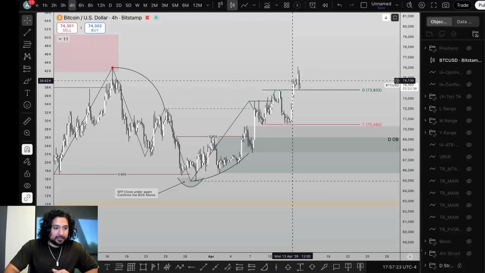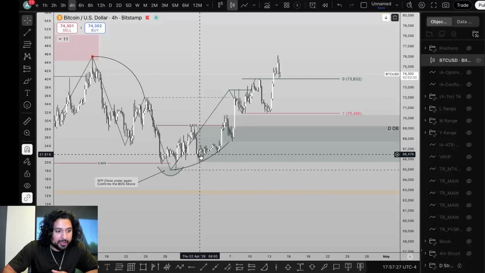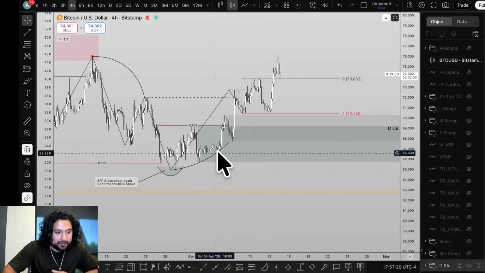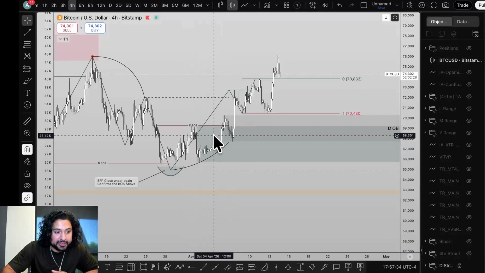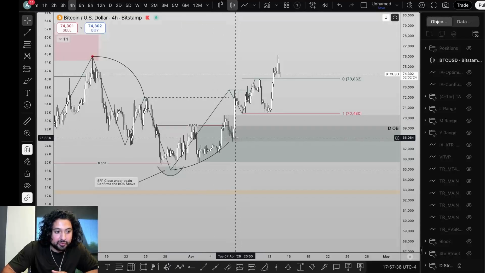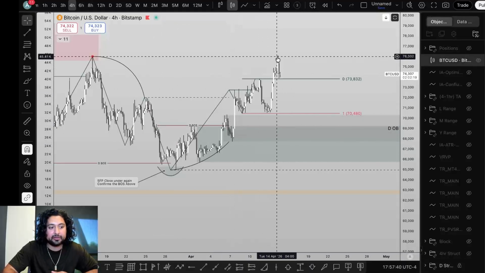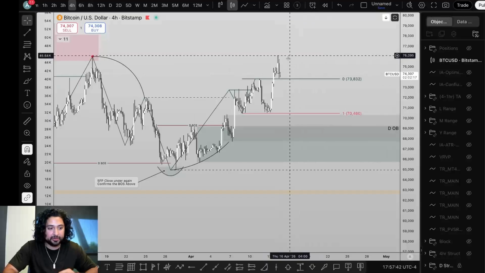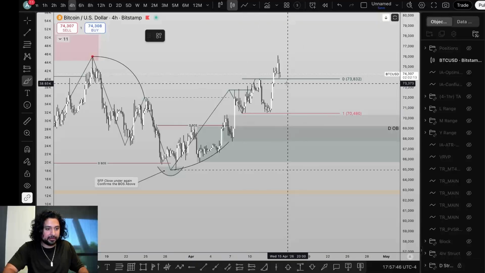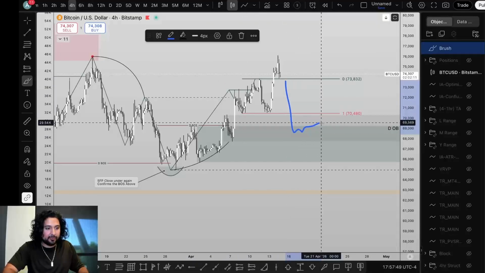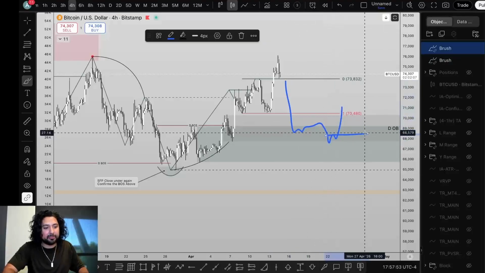So if it's not going to do a retrace continuation, we have this unmitigated zone right here. We had the breakout structure right here, but we took this high, created this low, so this is the most recent low after breaking structure internally here to create this new high. We have this unmitigated zone, so even if we close down here and we start going into this area, if we get an SFP of this, I am longing the heck out of Bitcoin, okay?